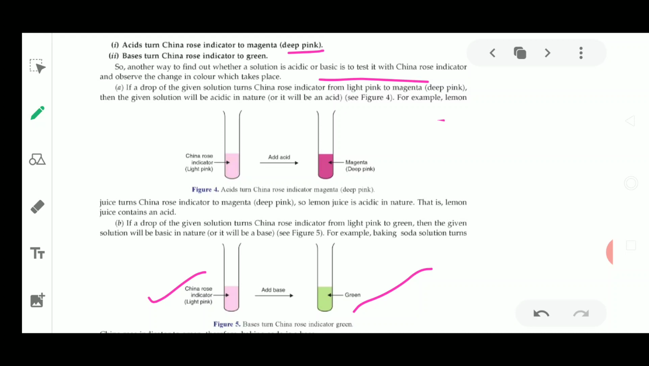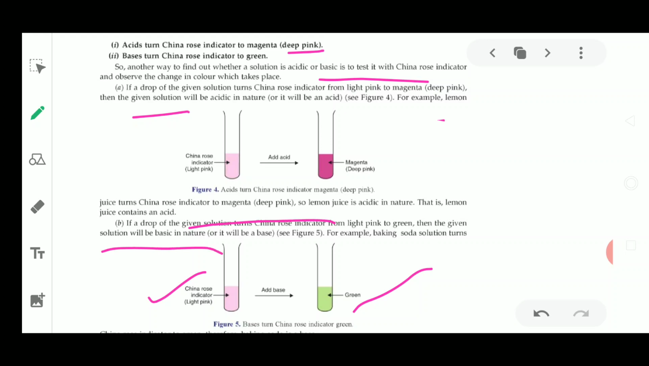deep pink color, then the given solution will be acidic in nature. For example, lemon juice turns China rose indicator to magenta or deep pink. So lemon juice is acidic in nature. Thus lemon juice contains acid. That is why it is acidic in nature. Similarly, if you add a drop of the given solution into the China rose indicator and it turns the pink to light green, then that given solution will be basic in nature, or it will be a base.